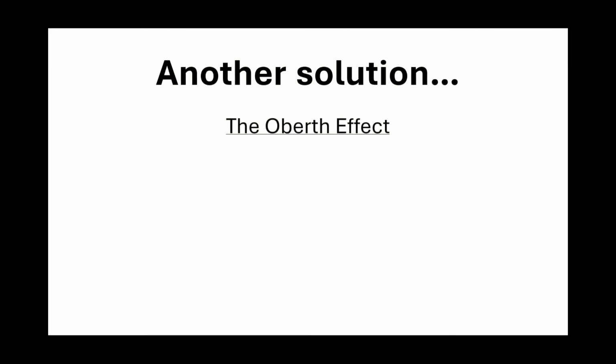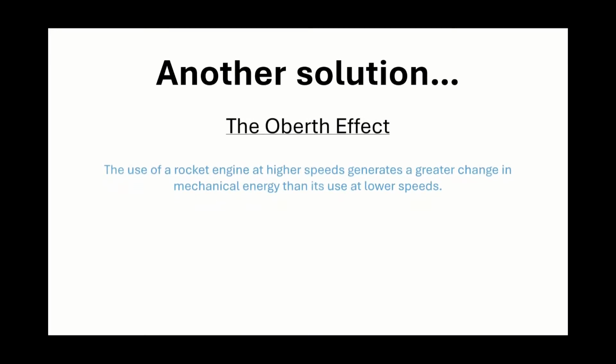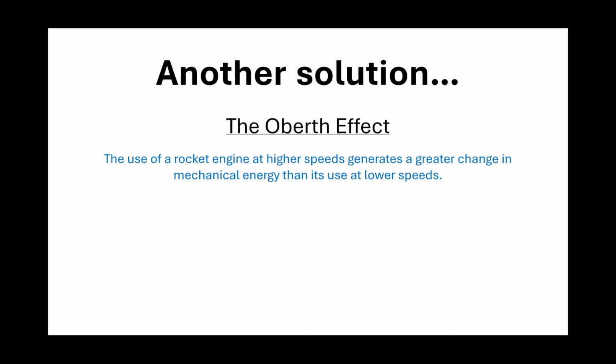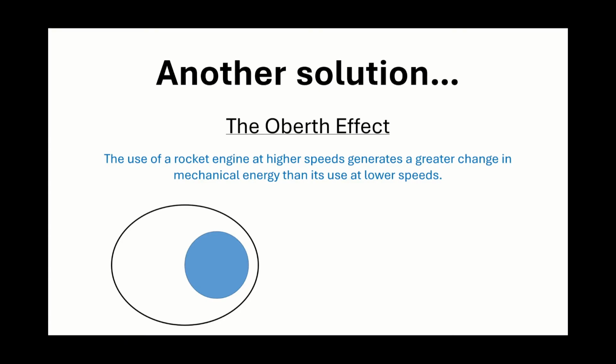The Oberth effect is this. The use of a rocket engine at higher speeds generates a greater change in mechanical energy than the use of it at lower speeds. And mechanical energy is kinetic energy, which is related to velocity, which is what we want. Now, if we have an orbit, where would the Oberth effect apply? Think back to rule 2. It would be here, right here, at periapsis.